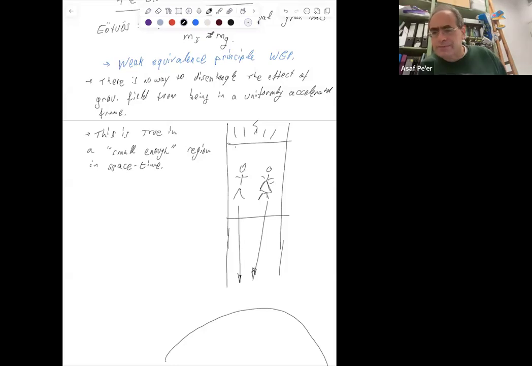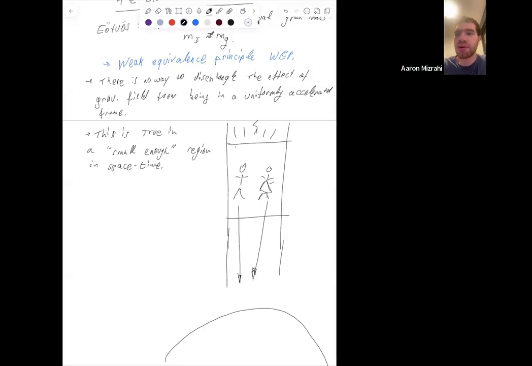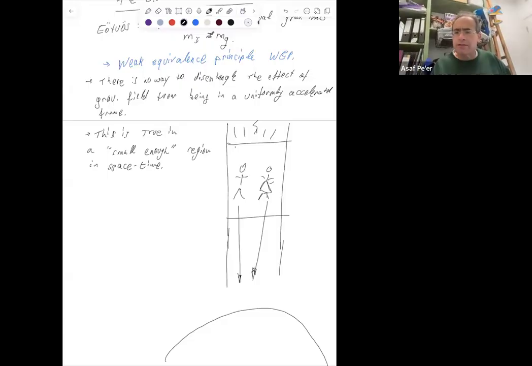Right. I have a question. Yes. So obviously Earth is not a smooth manifold, but this even works in manifolds? Yes, of course it does. Okay.